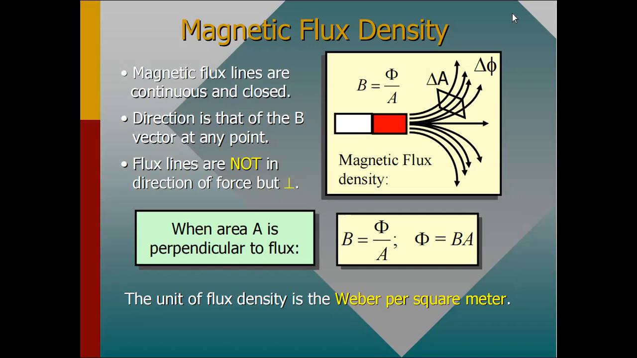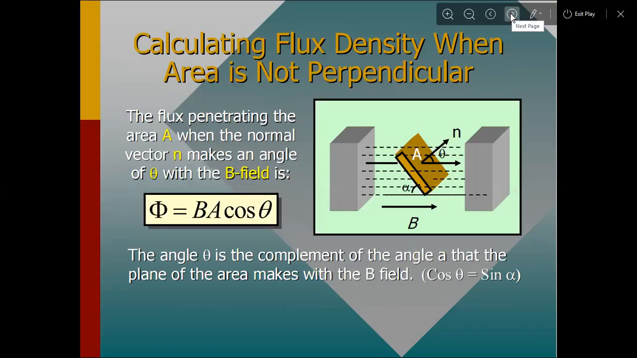Now, calculating the flux density when the area is not perpendicular. Suppose the area makes an angle theta with the parallel lines of magnetic flux. That means we consider the flux penetrating the area A when the normal vector n makes an angle theta with the magnetic field B.